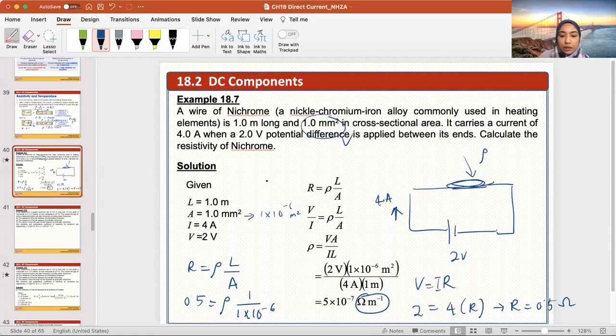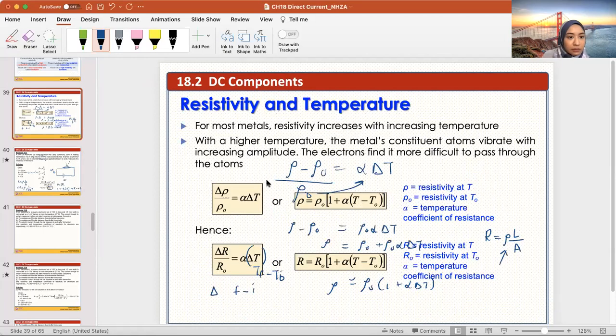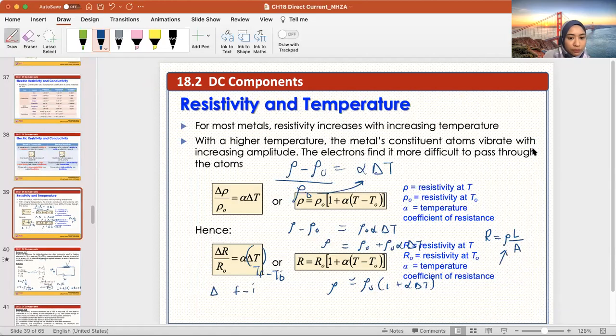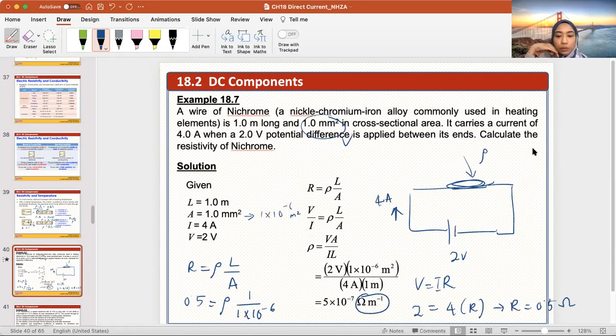Okay, so how do I discuss this one? So let's see the table again. Okay, so this resistivity is ohm meter. Why is it ohm over meter earlier? Conductivity is 1 over ohm meter. Okay, right. Why is it ohm over meter? Wait a moment.